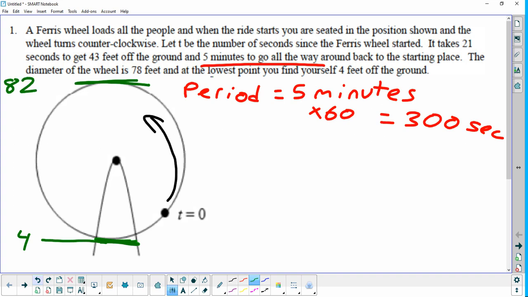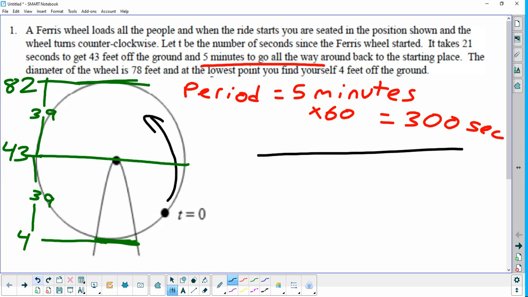Which means the middle height, you can just add the radius onto the 4. So if the diameter is 78, that means the radius is 39. 39 plus 4. I'm going to mark that real quick. 39 plus 4 is 43. And then that should be another 39 to get up to 82, just to make sure your math is right. This should also be 39, which it is.